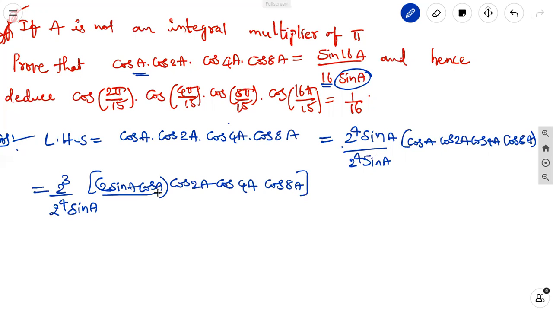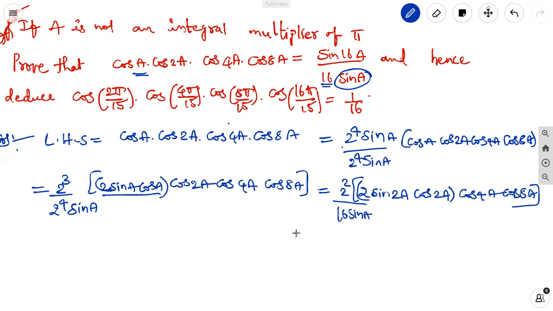This becomes, by using the formula sin 2A, one more 2 added with 2. 2 sin A cos A is sin 2A, and it is combined with cos 2A. And the remaining two terms are cos 4A and cos 8A, by 2 power 4 is 16 sin A.